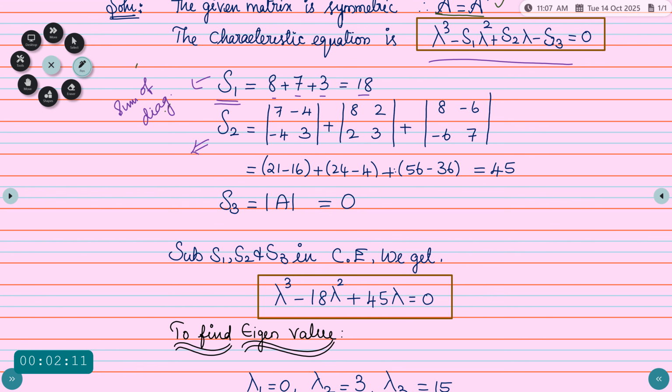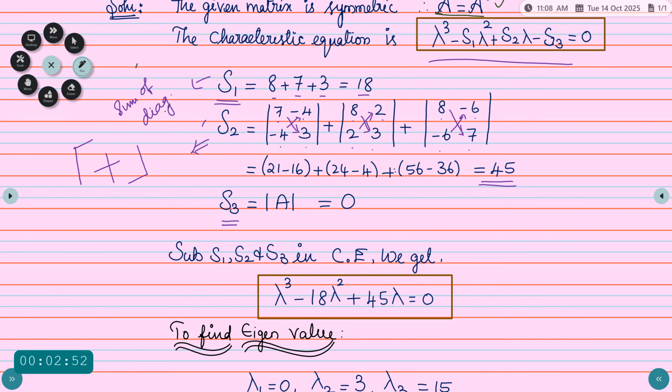Next, S2 is the sum of the minors of the main diagonal. What is the minor of the main diagonal? First you eliminate the first row and first column, second you eliminate the second row and column, third you eliminate the last row and last column. You get [7, -4; -4, 3], [8, 2; 2, 3], [8, -6; -6, 7]. Cross multiplying: 7 into 3 is 21 minus 16, plus 8 into 3 is 24 minus 4, and 56 minus 36. Adding these values, you get the answer 45.